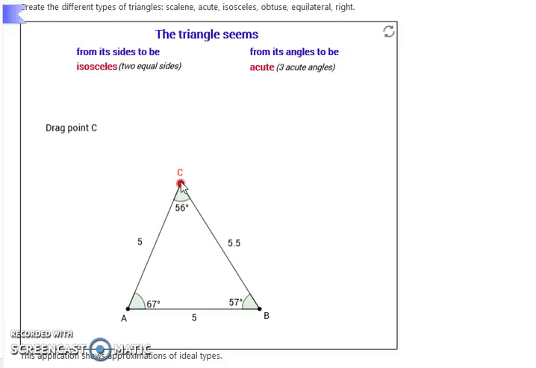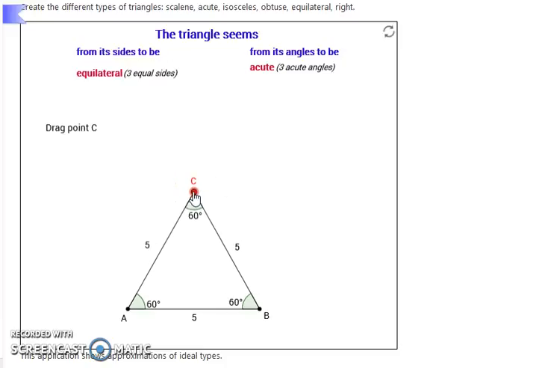Lastly, I'll show you what an equilateral triangle looks like. So, what do you notice with the sides now? All three sides are the same length. Every single one is 5. What's also very interesting is that look at its angles as well. All three angles are exactly the same. All three of them are 60 degrees. So keep this in mind.